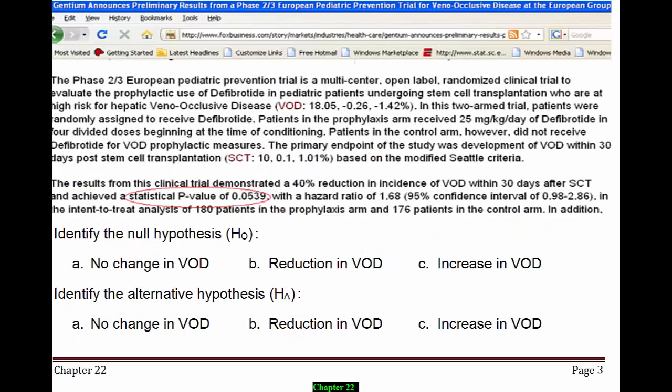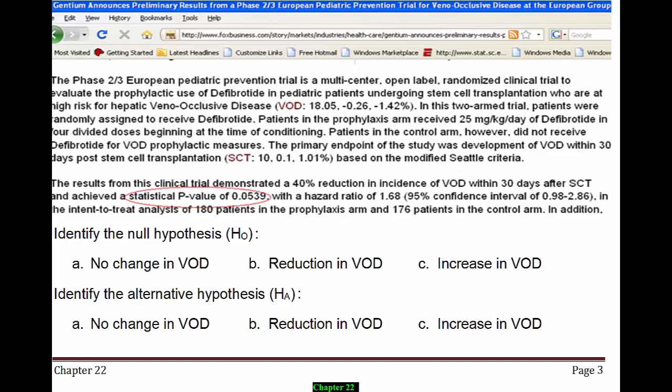This is a Phase 2-3 European Pediatric Prevention Trial, a multi-center open-label randomized clinical trial to evaluate the prophylactic use of defibrotide in pediatric patients undergoing stem cell transplantation who are at high risk for hepatic veno-occlusive disease, which we're going to call VOD. In this two-armed trial, patients were randomly assigned to either receive defibrotide. Patients in the prophylaxis arm received 25 milligrams per kilogram per day of defibrotide in 4 divided doses beginning at the time of conditioning, and patients in the control arm did not receive defibrotide for VOD prophylactic measures.